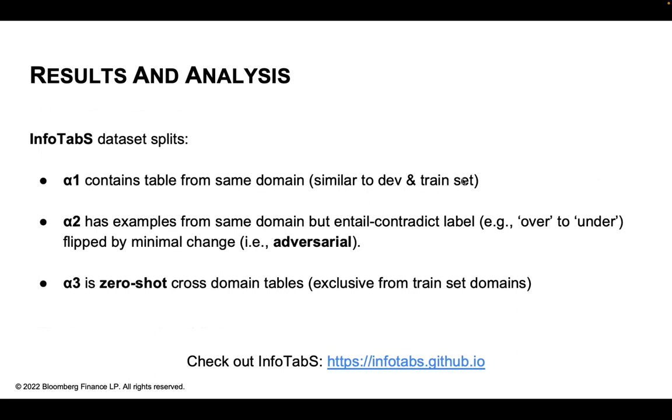InfoTabs dataset has three splits: alpha 1, alpha 2, alpha 3. Alpha 1 contains tables from the same domain. They are very similar to the dev and the train set. Alpha 2 has examples which are also from the same domain, but their entail and contradict labels are flipped, and these are flipped by minimal hypothesis perturbation, such as making a word over to under or before to after. So these are like an adversarial split of the alpha 1 dataset. Alpha 3 contains a zero shot setting, where we have tables from cross domains which have keys that are exclusive of the train setting.